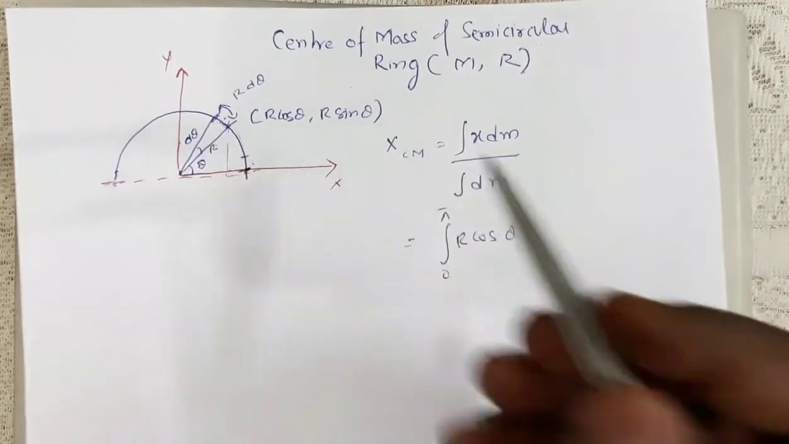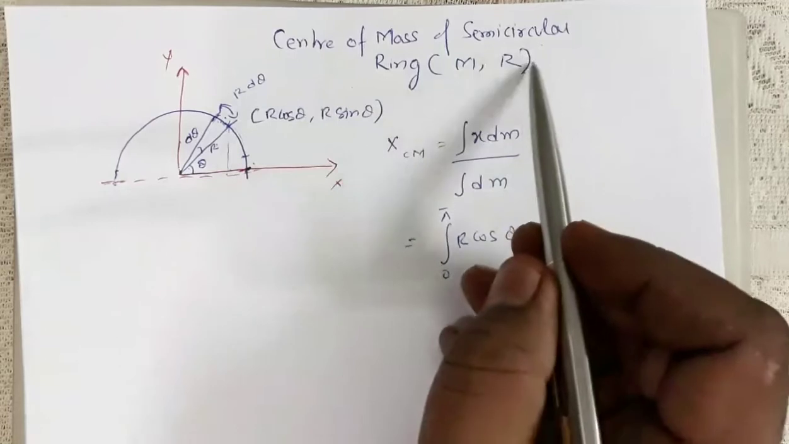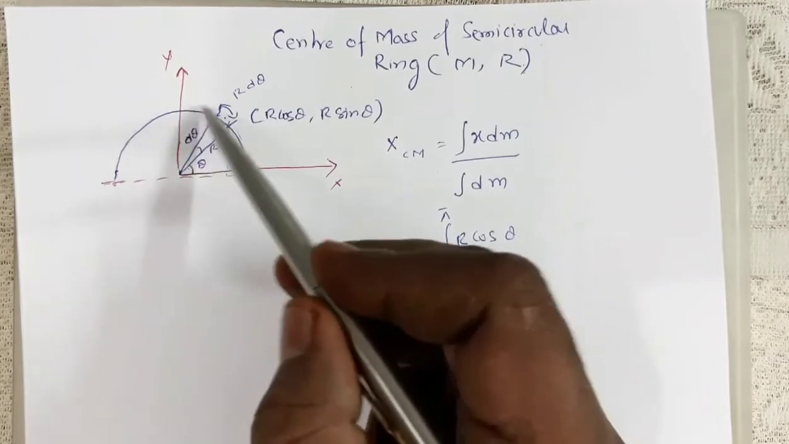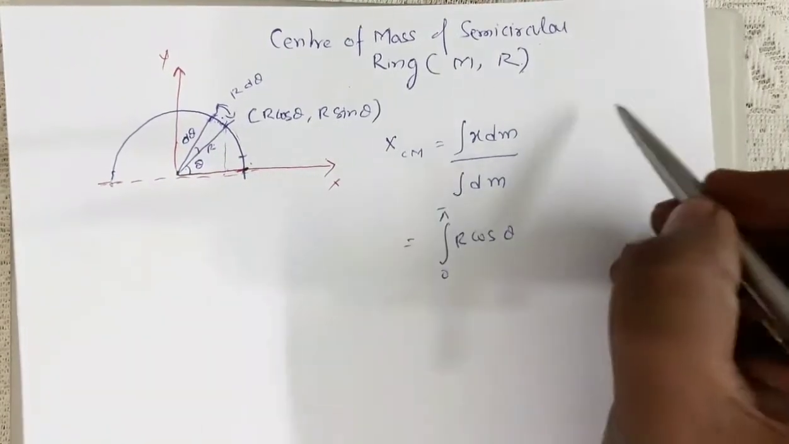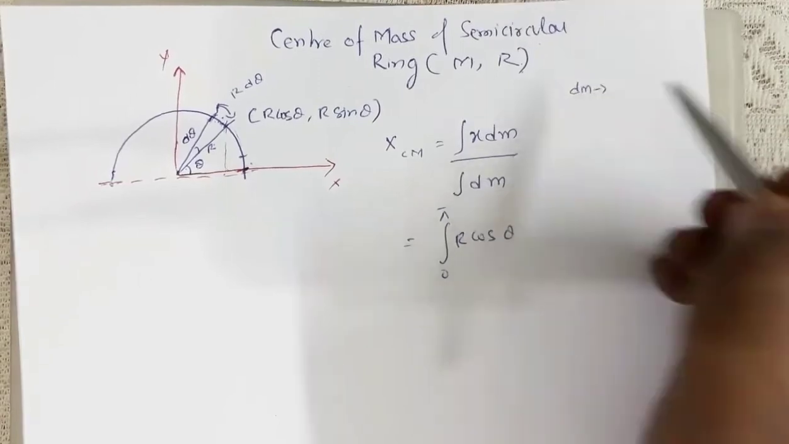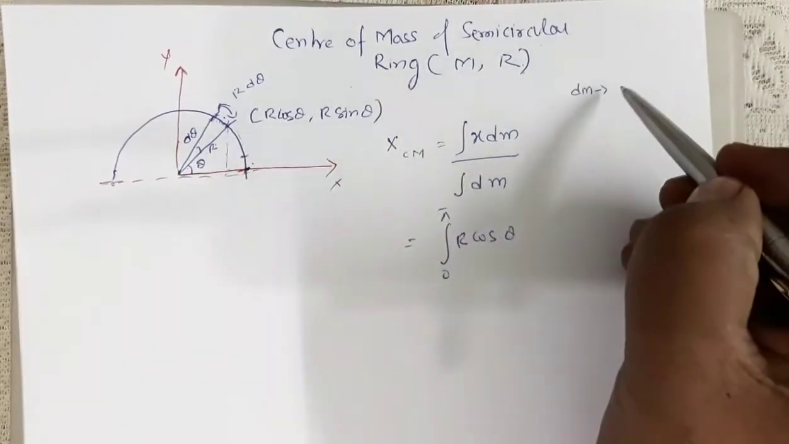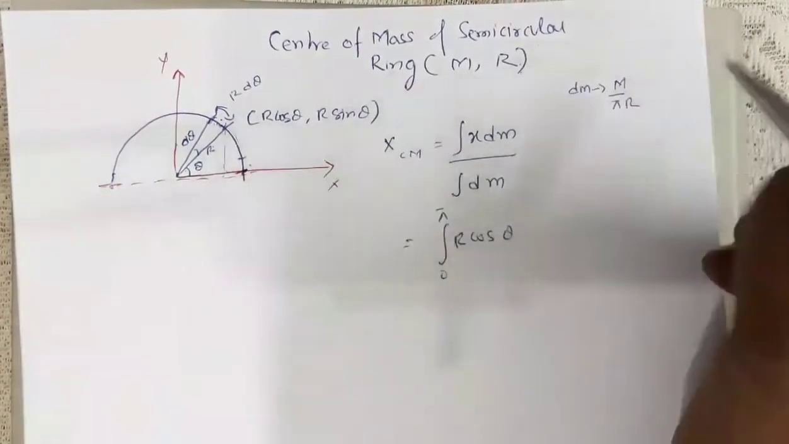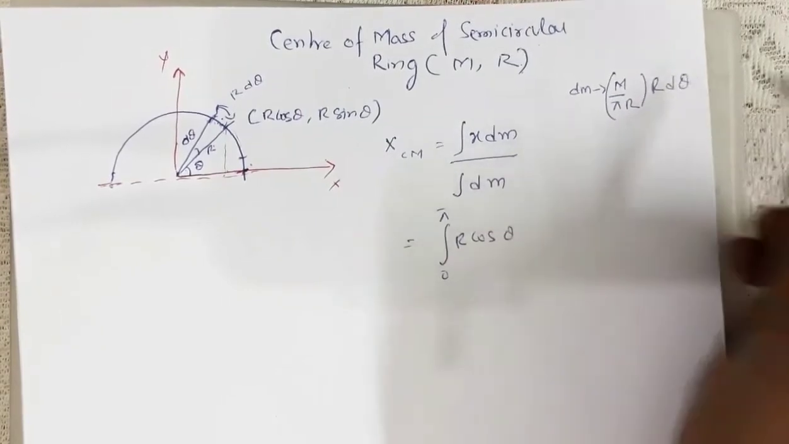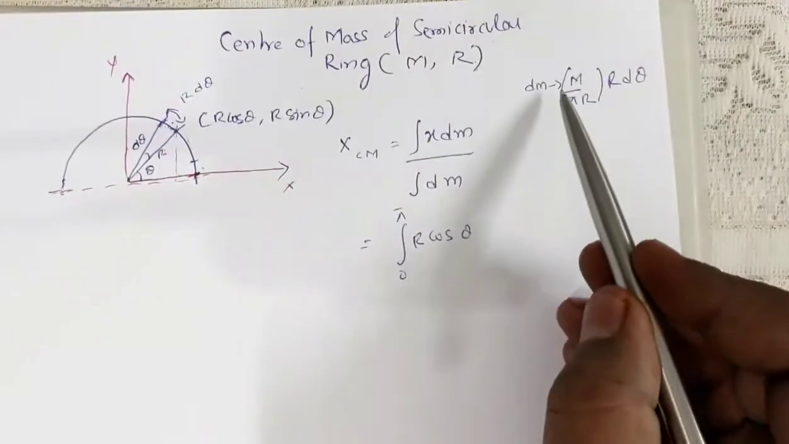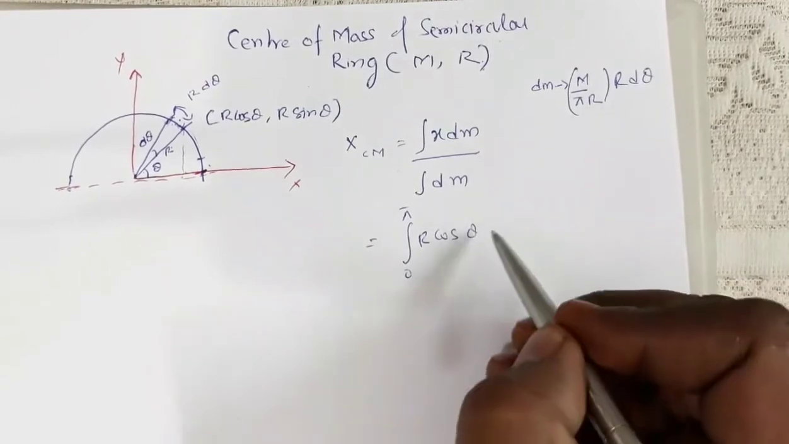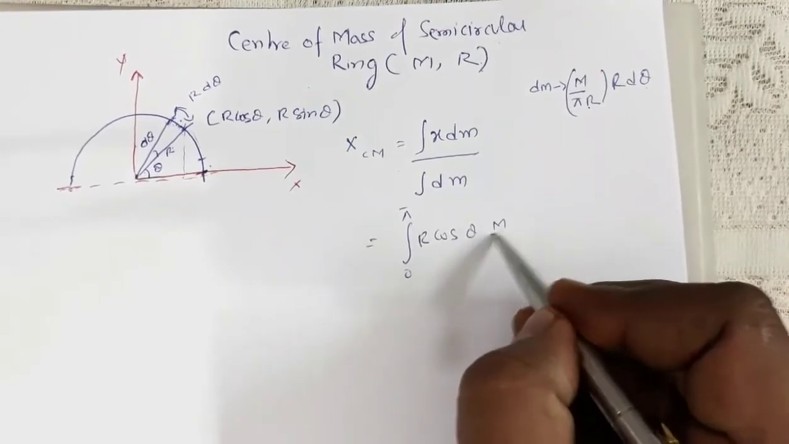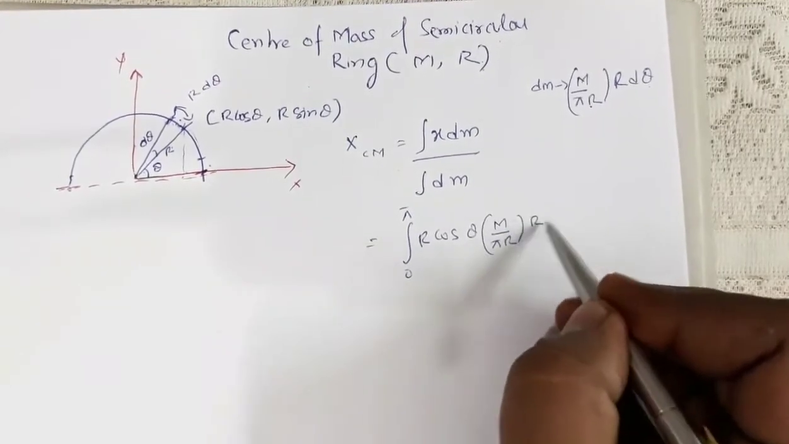Now total mass is m, radius is r, so the circumference is 2 pi r, so this half length will be pi r. So dm is the mass of this small element. Mass per unit length is m by pi r, and the length of this small element is r d theta. So I can write dm is equal to m by pi r into r d theta, mass per unit length into length of the segment.